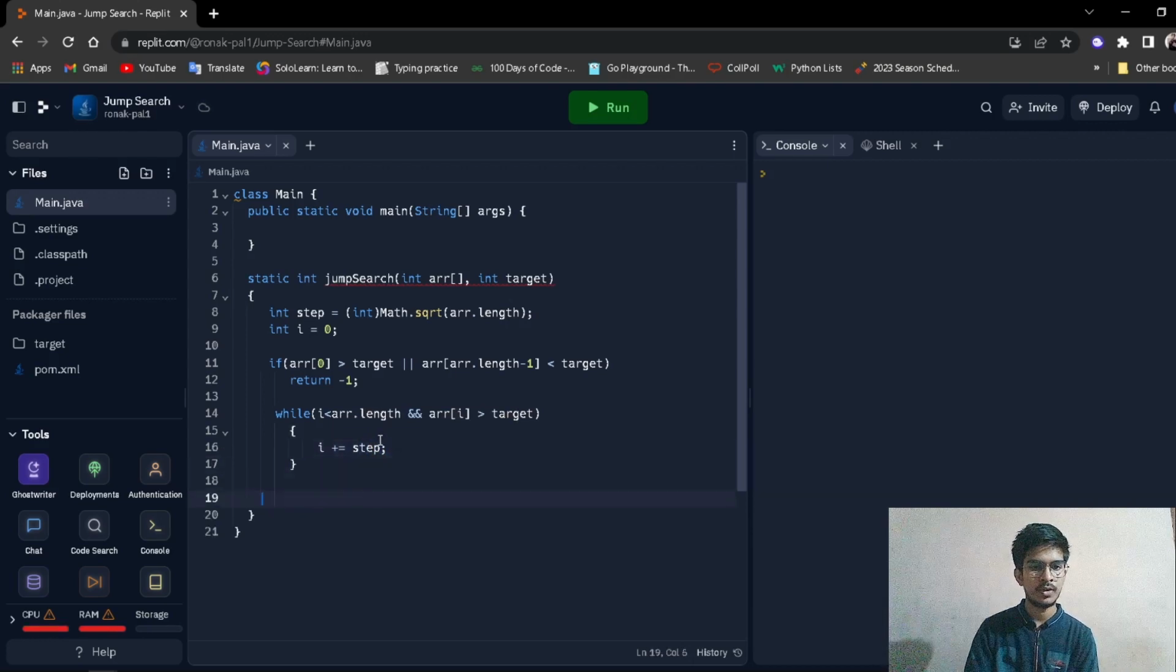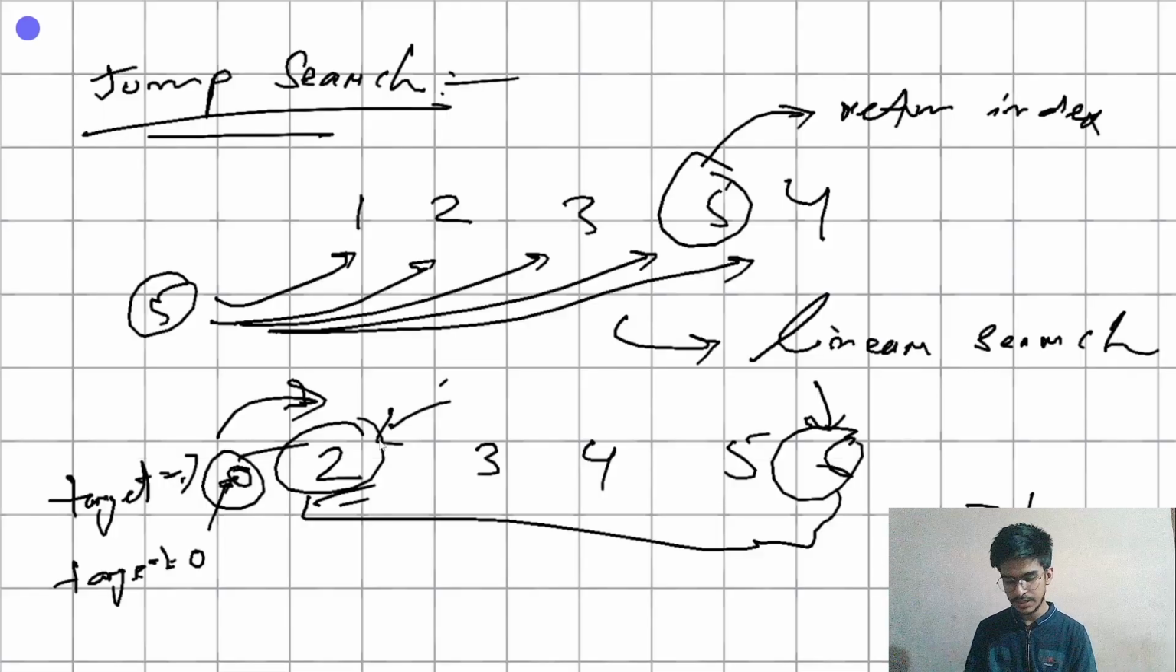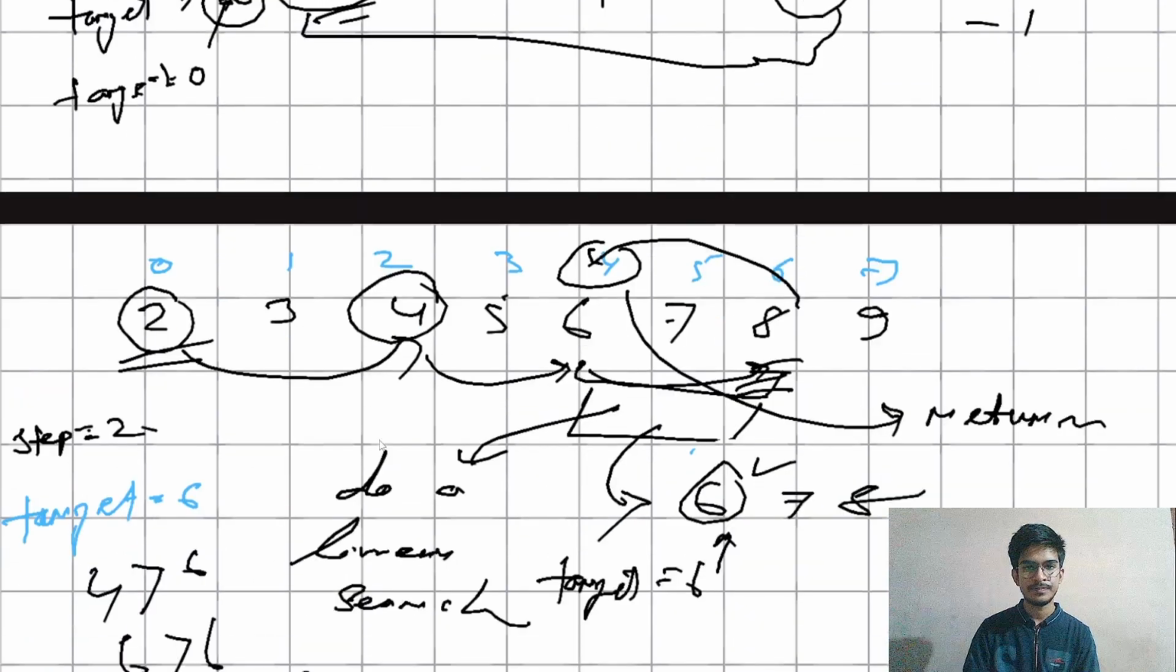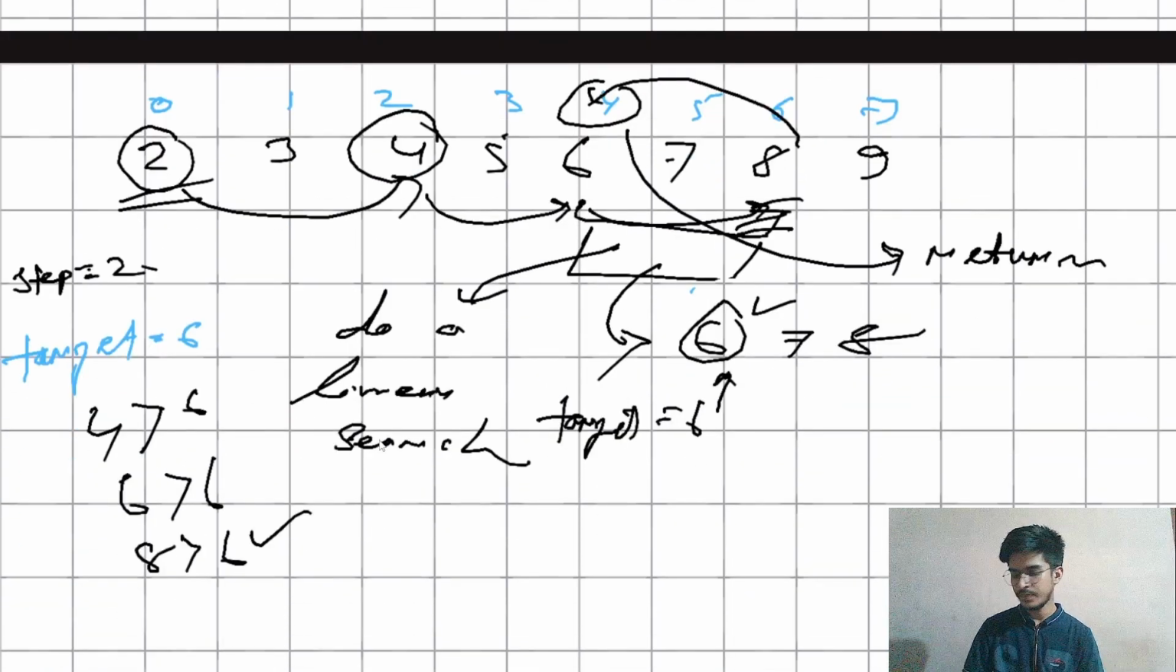If this condition becomes false, it will come out of the loop. Now again we make a start variable, taking the start of the sublist where we are doing the linear search. Like in this case, this one. Here we are doing the linear search, right? So the sublist, where we are starting.